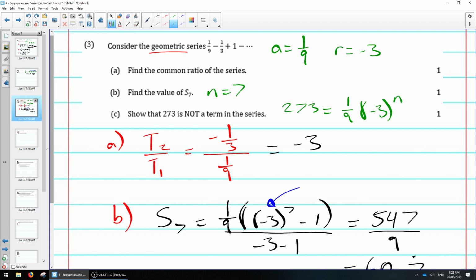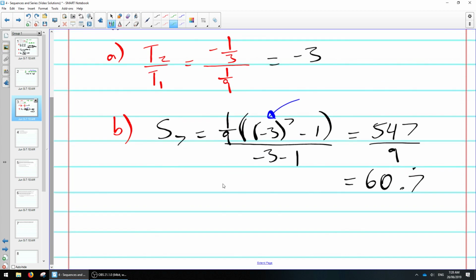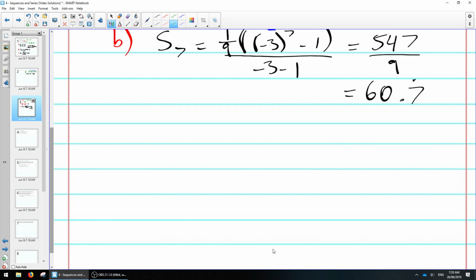So in this question, whenever you are checking to see if a term is part of a geometric series, what you can do as kind of a cheat is make R positive and then just start solving it from there, and then we see whether it's going to be in it or not. So let's just make R positive. If we sub it in properly with our positive version of R, we're going to have 273 equals 1 over 9, 3 to the power of n.